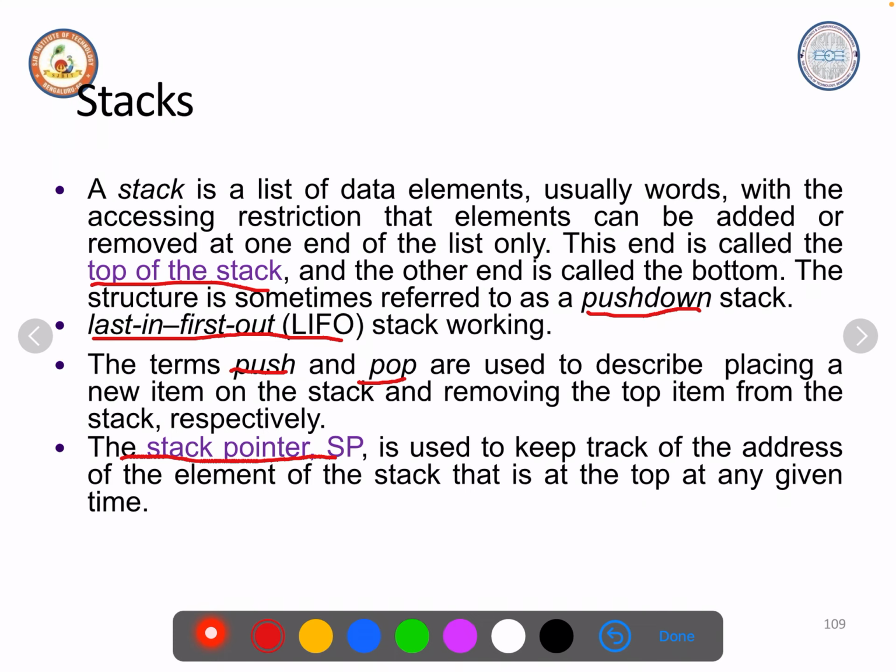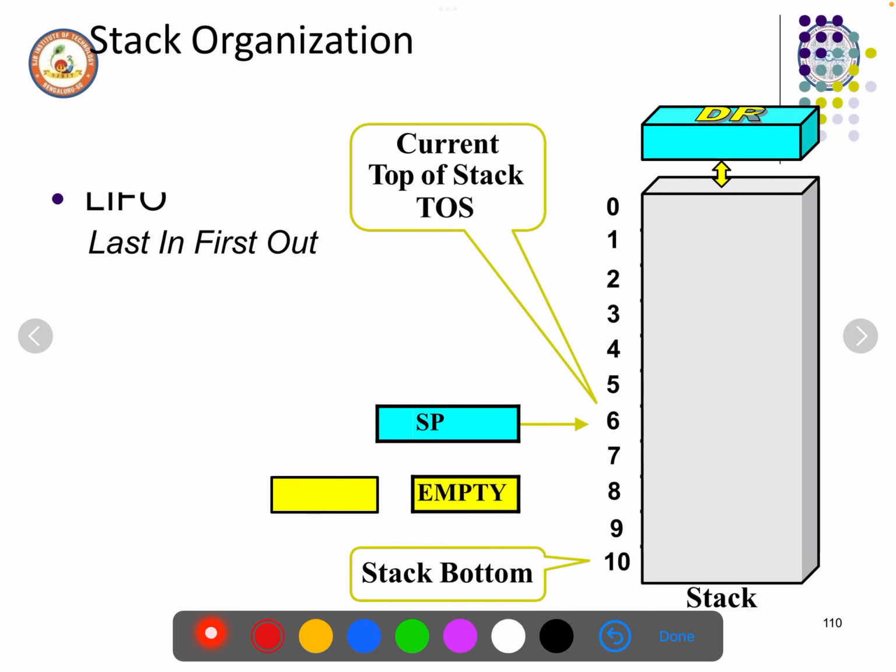We call it the stack pointer. The stack pointer always holds the top of the stack address, keeping track of the address of the element of the stack which is at the top end at any given time. You can observe it works on the last in, first out principle. This stack bottom is fixed, and data will be loaded one upon the other.